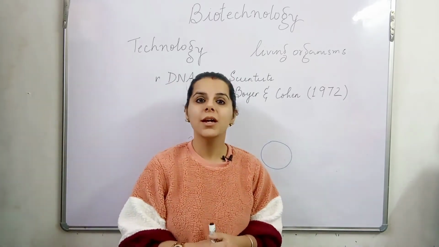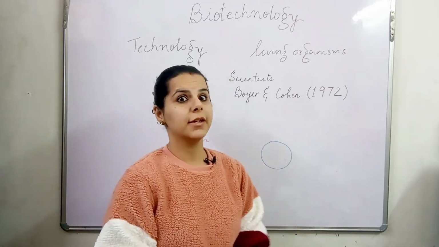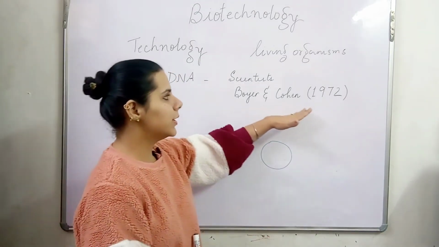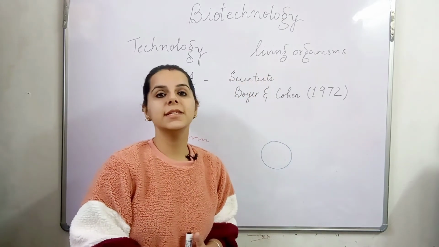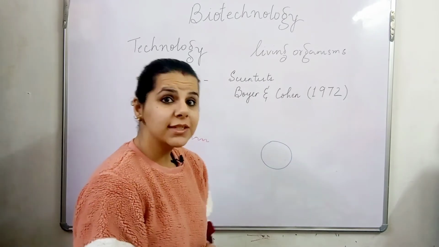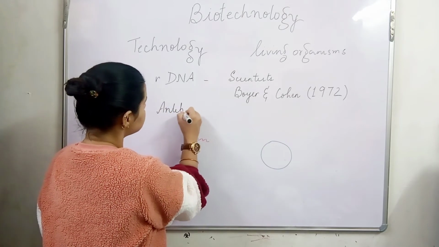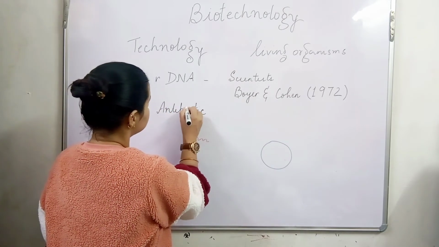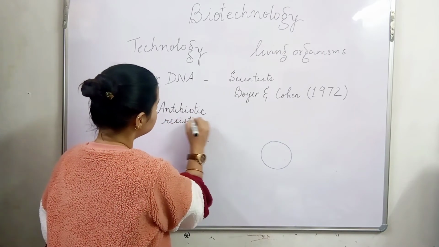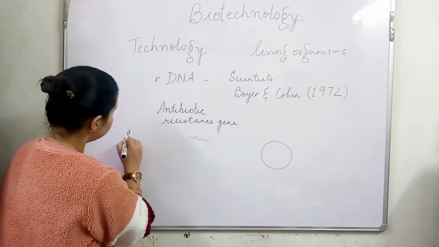comes to my mind is the rDNA technology, the first rDNA molecule that was produced. The scientists were Boyer and Cohen, and it was done in the year 1972 when the first rDNA molecule was synthesized. So what scientists did was isolate the antibiotic resistance gene from the organism Salmonella typhi.